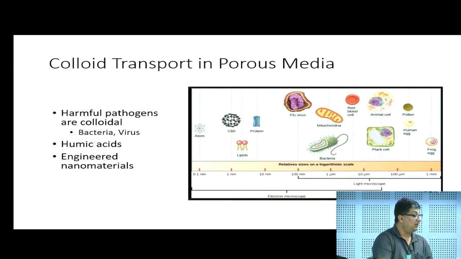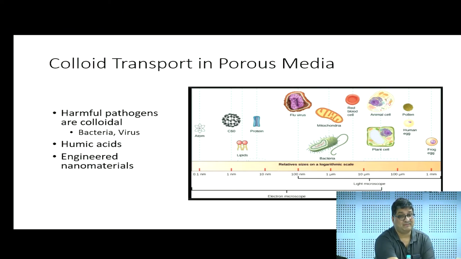For us, what are some of the things that fall in the 1 nanometer to 1,000 nanometer range? This is one, that's about 1,000. So we have viruses, we have bacteria, we have plant cells, like single-cell plants, human eggs, frog eggs, they all kind of fall in the same range.